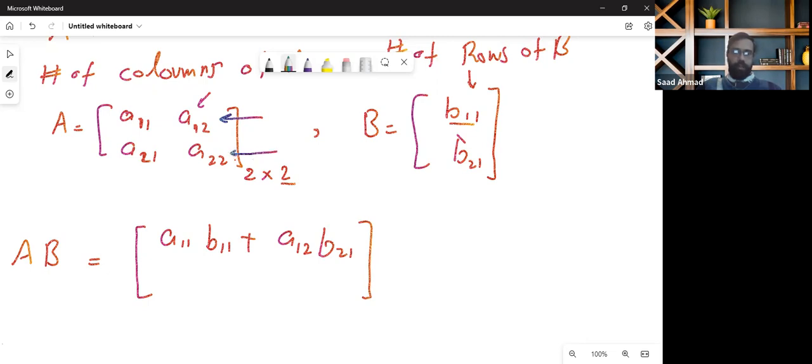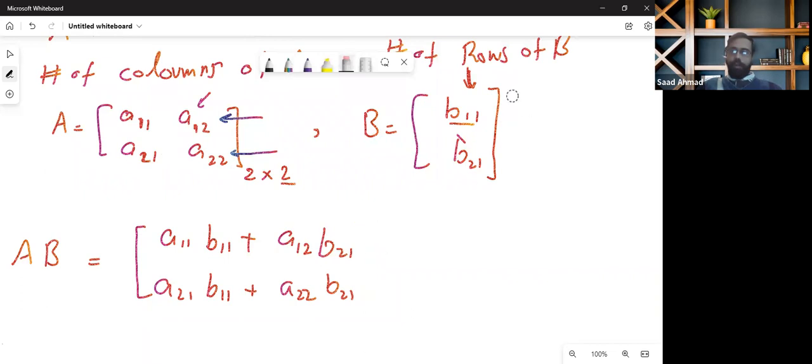Similarly, you pick the second row from there, and then you multiply with this column with the corresponding members, like so: A21 times B11, the first entry, then plus A22 times B21. All right, so now let's just expand it a little bit more.